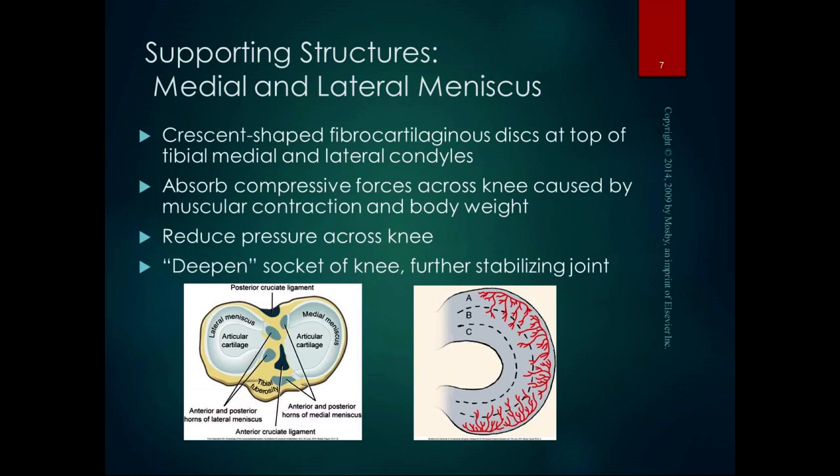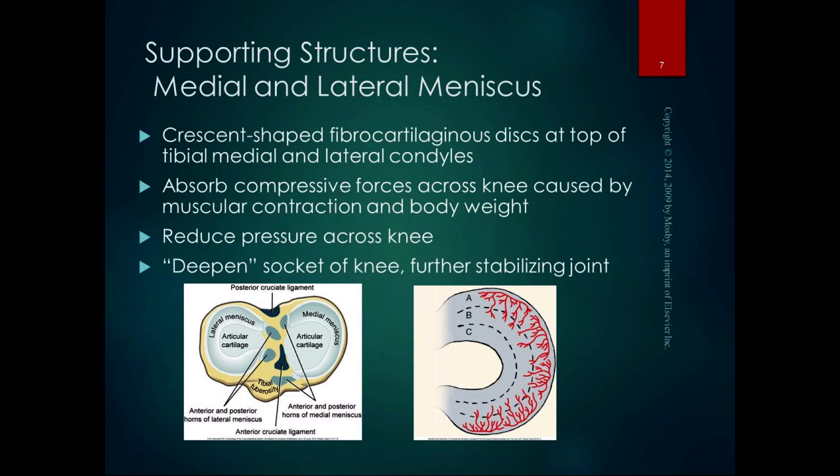The medial and lateral meniscus are crescent-shaped fibrocartilaginous discs that are at the top of the tibial medial and lateral condyles. Like the acetabular labrum deepens the socket, the menisci also deepen the socket a little bit, even though certainly not as much as the acetabulum, but it stabilizes the joint. It's also pretty thick, and it absorbs compressive forces across the knee caused by all those big strong muscles contracting and just the weight of your body on your knees. And it reduces pressure across the knee.